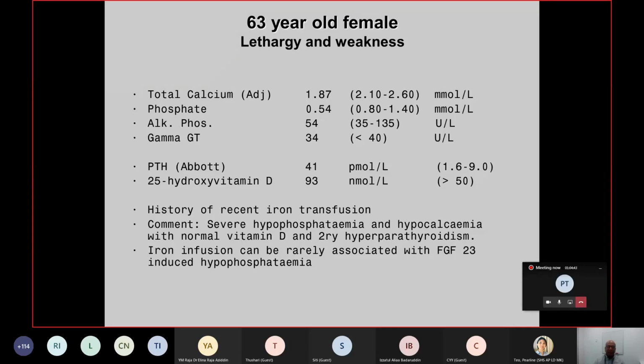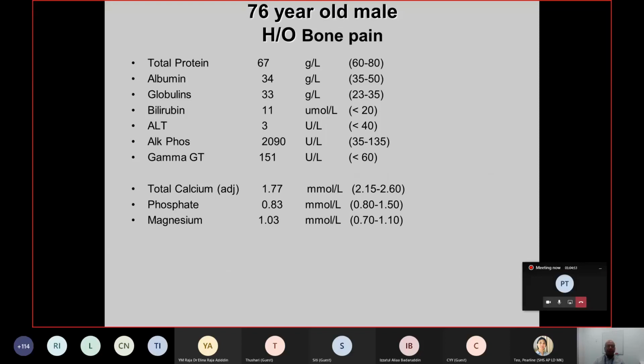And you may be aware of some malignant or even benign tumors secreting FGF23, which can lead to hypophosphatemia.